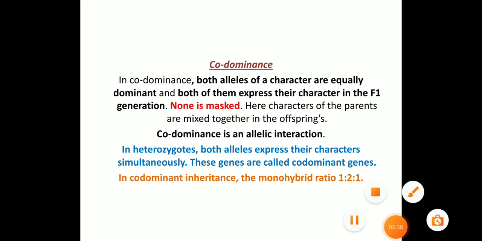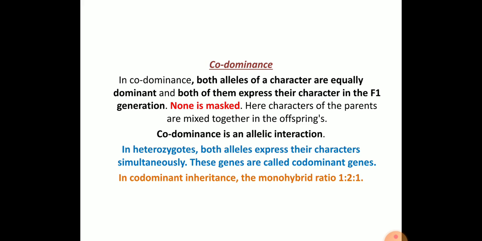So codominance is nothing but the case where both alleles of the character are equally dominant. Incomplete dominance was where both express, but here, in codominance, the terminology is somewhat the same, a mixture of dominant and recessive. But codominant means that none of them is masked, whereas otherwise one would be more dominant and one would be recessive.